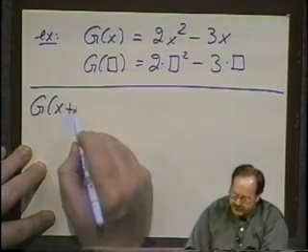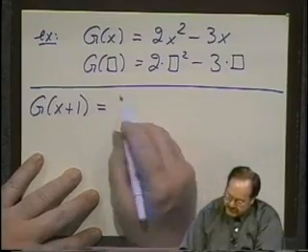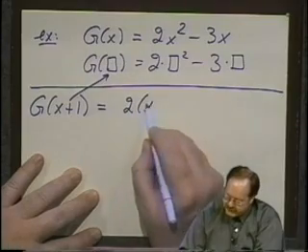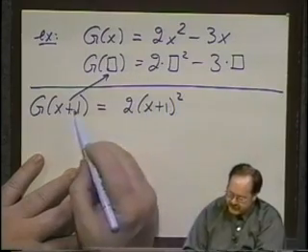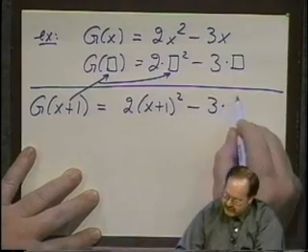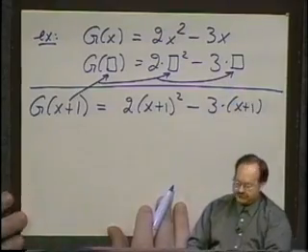I'm going to want to make a point here, so let me do G of x plus 1. Well, G of x plus 1, remember that's what's going in the box. So I'm going to have 2 quantity x plus 1 squared, because x plus 1 goes in that box also, minus 3 times x plus 1. Again, it goes in the final box too.